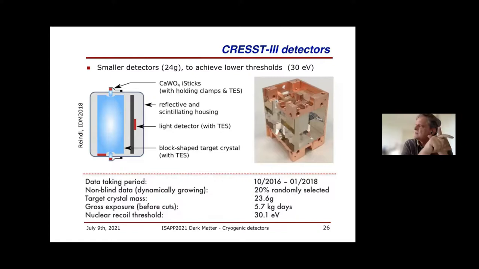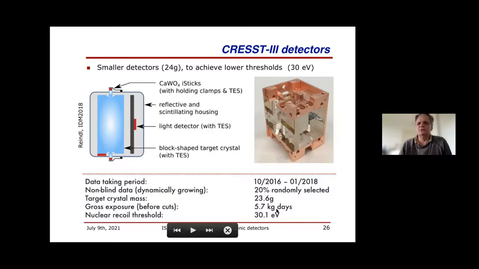So CRESST was able, on a smaller detector, to get a threshold as low as 30 eV, with a resolution of a few eV on a 25 gram system, which is fine to detect low mass WIMPs, because you really need such a low threshold to detect them. And this is a threshold on total energy, no quenching. So it's a quite nice threshold.